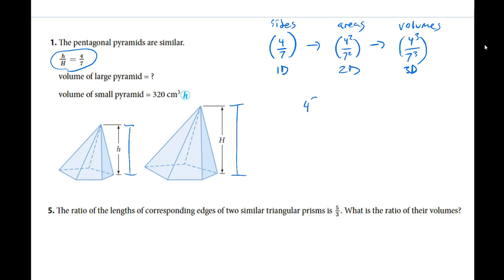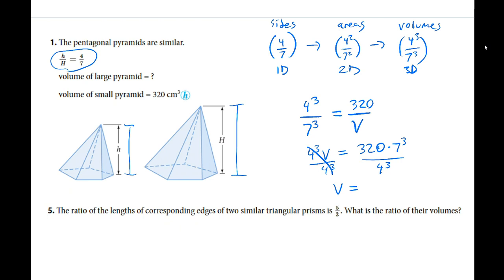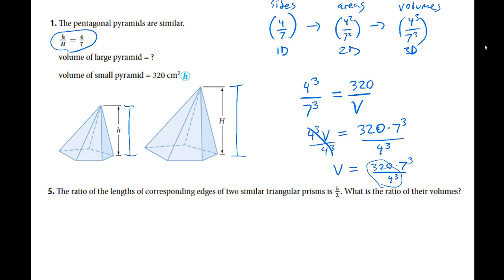So what we get is 4 to the third to 7 to the third, the ratio of their volumes, is equal to the small one, 320, to some large volume. And so now all we need to do is solve this. So I'm going to cross multiply. I get 4 to the third times V equals 320 times 7 to the third. And then I just divide both sides by 4 to the third. And so we get the volume is 320 times 7 to the third power, all over 4 to the third power. And some 4s will cancel out with 320s. I'll leave simplifying the arithmetic to you guys.